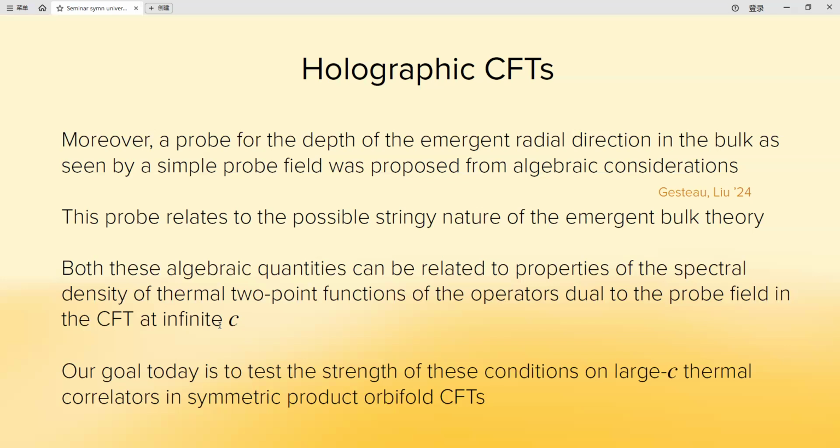And so by understanding these kinds of thermal properties, we can test how strong these new algebraic conditions are from the field theory point of view. And that will be our goal today. We will look at this particular class of CFTs, symmetric product orbifold CFTs, and compute their thermal correlation.